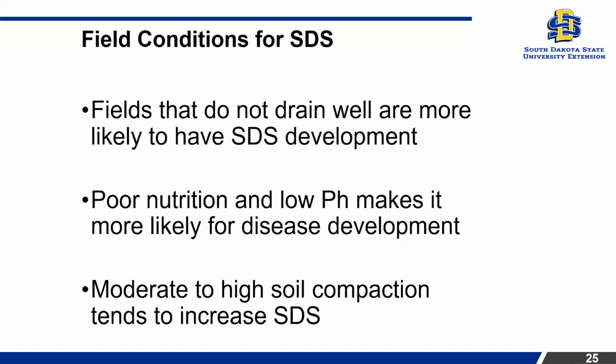Field conditions for SDS. Fields that do not drain well are more likely to have SDS development. Poor crop nutrition and lowered soil pH make it more likely for disease development to occur. Also, there have been several studies that have shown that moderate to high soil compaction tends to increase SDS.